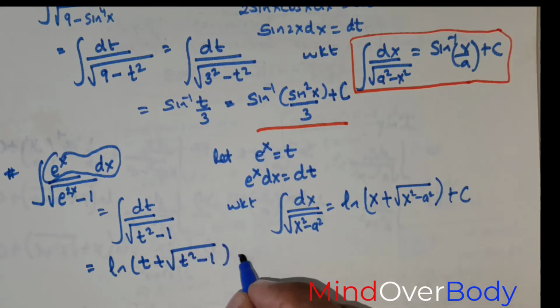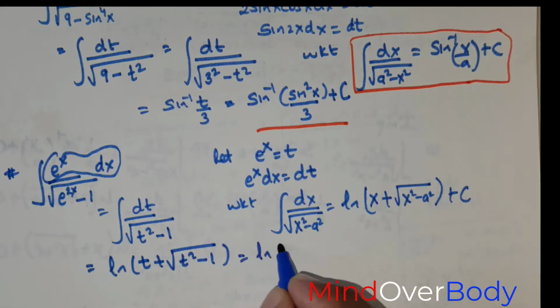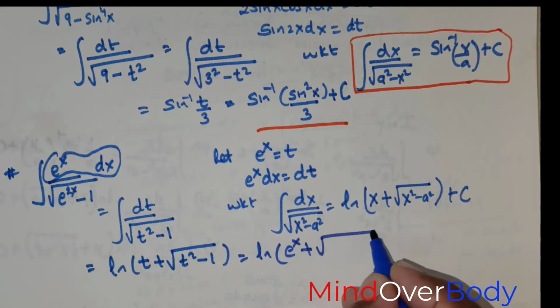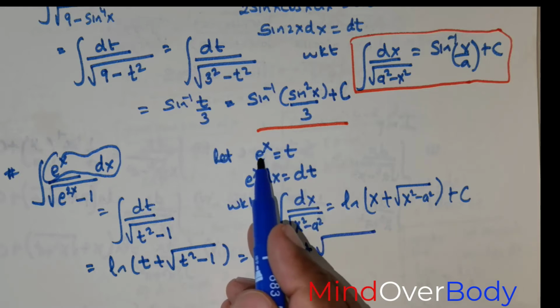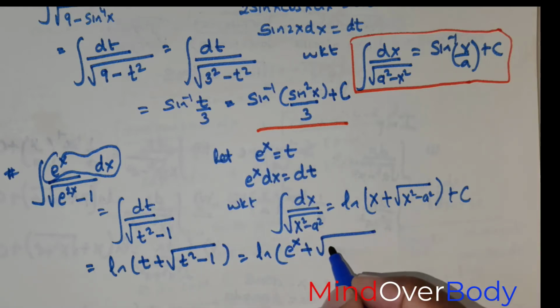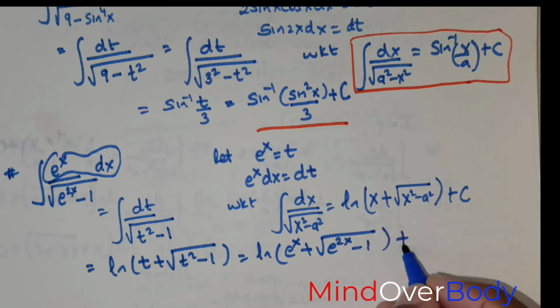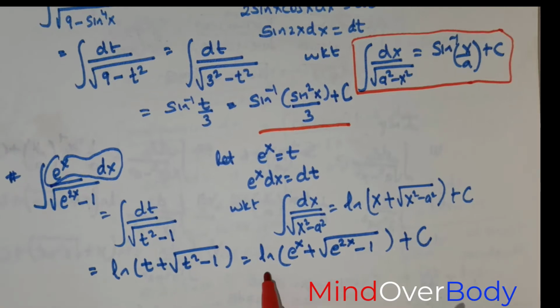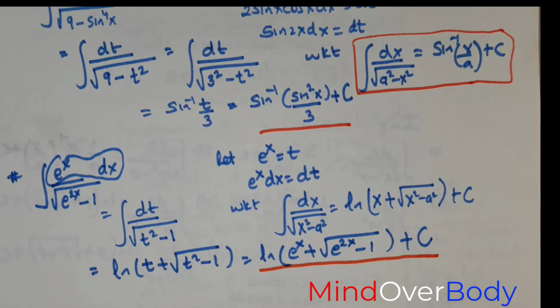Now what is t? t is e raised to the power of x. So this is going to be ln of e raised to the power of x positive root of, t is e raised to the power of x, we got t squared, so this is going to be e raised to the power of 2x followed by a negative 1, and then you got the arbitrary constant c. So this is a good place for us to draw the red line. So we move on to the next question, students.